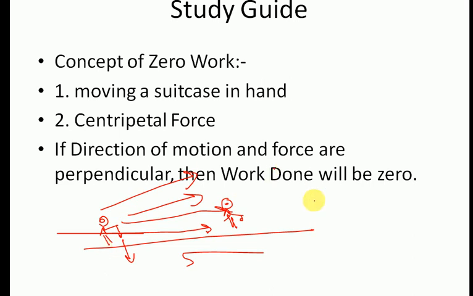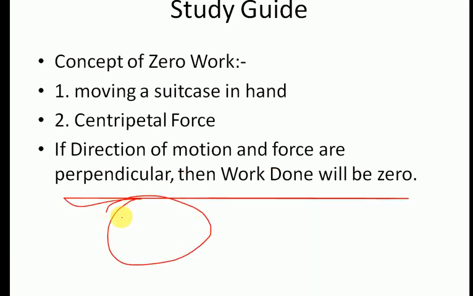So they are perpendicular to each other. This is the displacement and this is the force. They are perpendicular to each other, and when they are perpendicular, the work done will be zero. Though you are moving the bag from one point to another point, the total work done by you will be zero. This is a very simple example. Again, there is another example of zero work done. What is the other example?